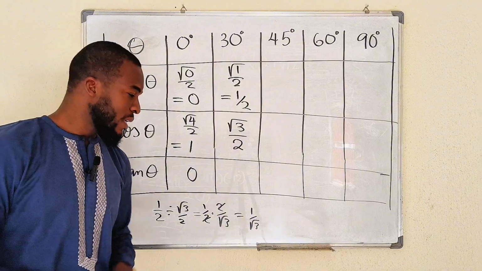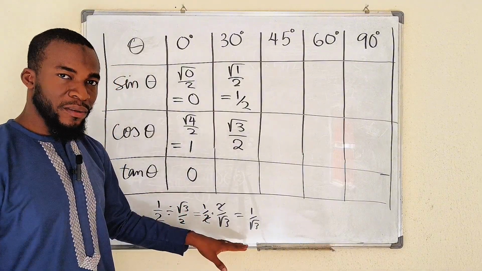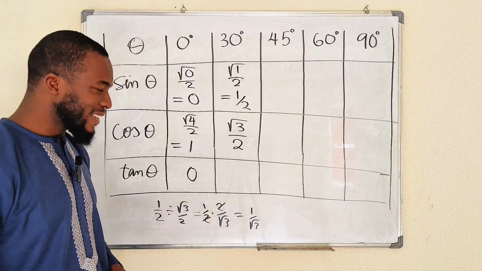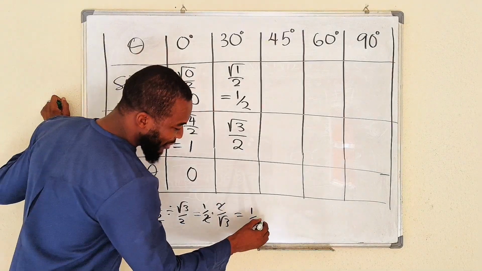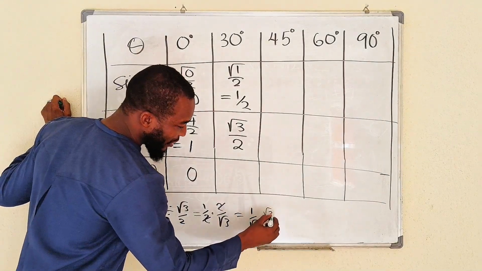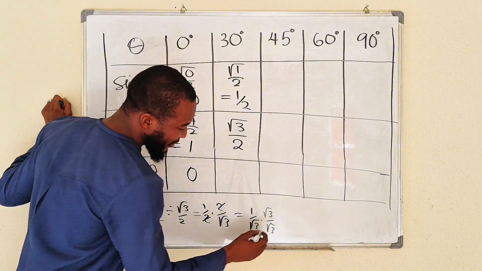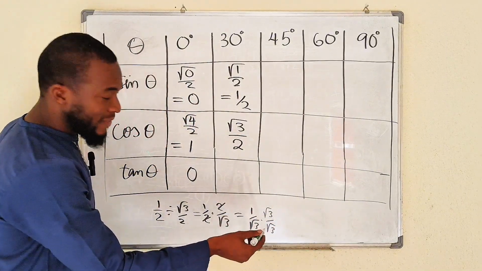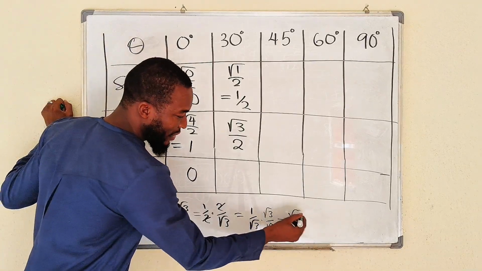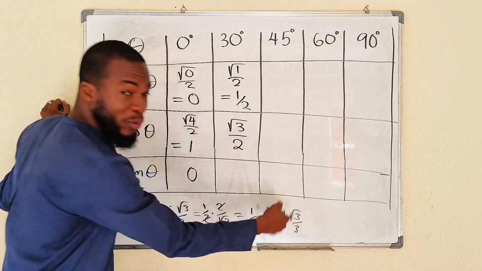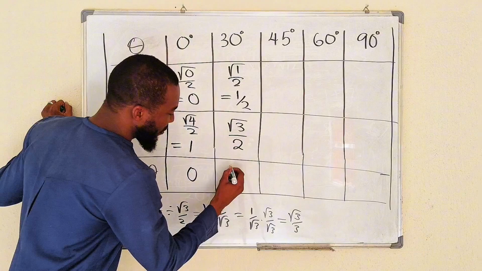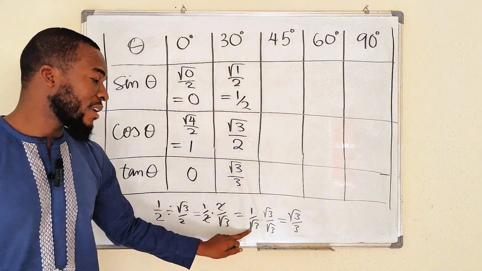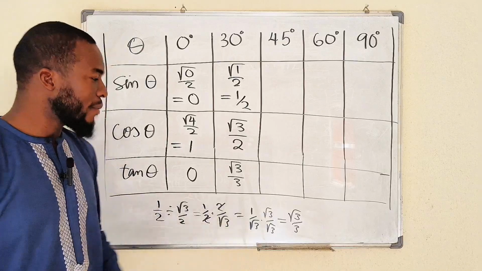But remember that this is not standard. Having an irrational number at the bottom is not standard. So you can rationalize it by multiplying the top and the bottom by root 3. So that root 3 times root 3 is root 9, and root 9 is 3. So it will be root 3 divided by 3. This is more standard. But if you like, you can write it as 1 divided by root 3, all the same.